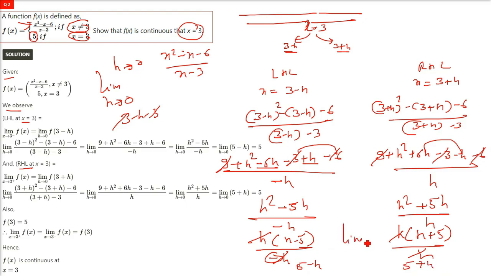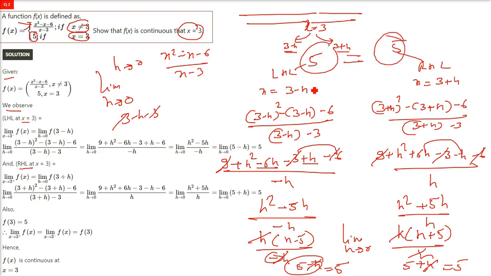Now limit h tends to 0. We'll apply it here. This is going to be 5. This is going to be 5 again. So the left hand limit and right hand limit, they are same. They both are 5. That means left hand limit and right hand limit are equal.